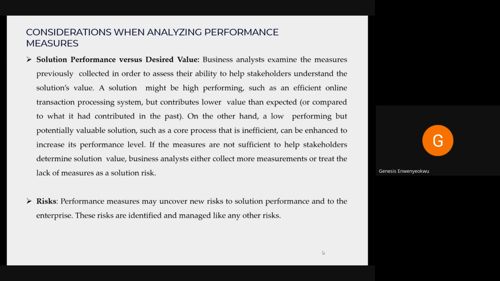So a solution might be high performing, such as an effective or efficient online transaction processing system. But if that solution contributes lower value than expected, or compared to what was expected in the past, then we need to make sure we highlight all of those areas of expectations from stakeholders, from what we consider to be the desired value, and also what is performance. Let me give an instance.